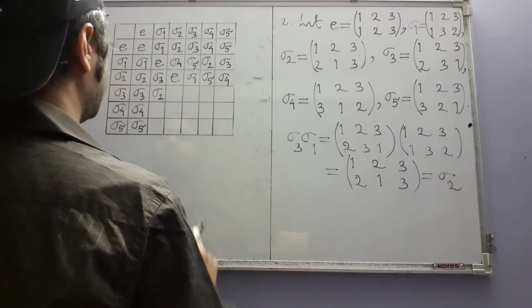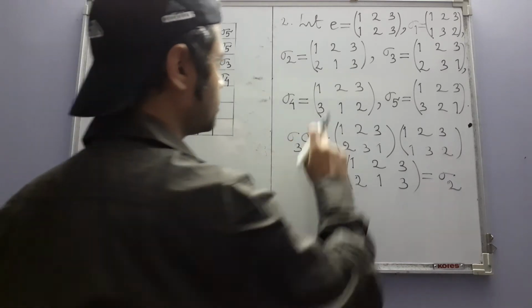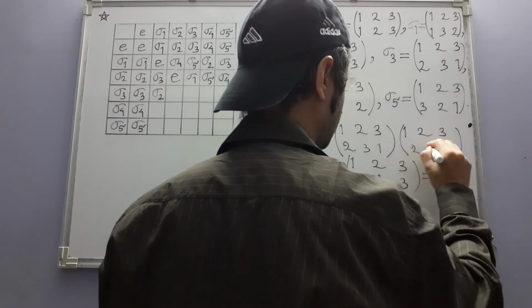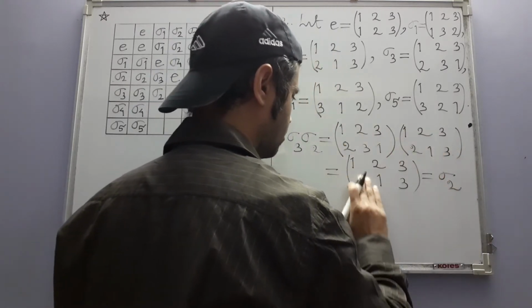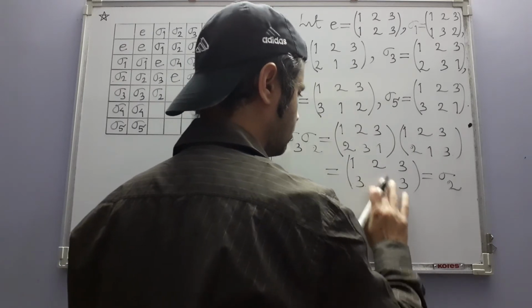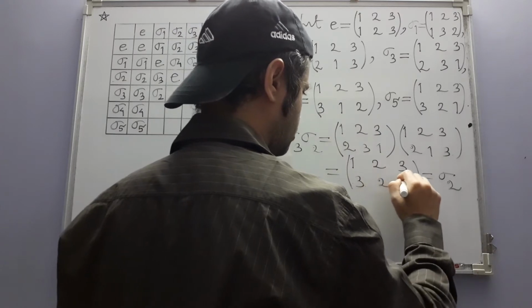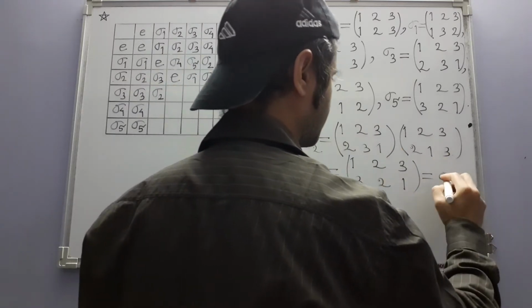Next sigma 3, sigma 2, which is 2, 1, 3. 1 to 2, 2 to 3, 1 to 3, 2 to 1, 1 to 2, 2 to 2, so this one will be 1, 3, 2, which is sigma 5.